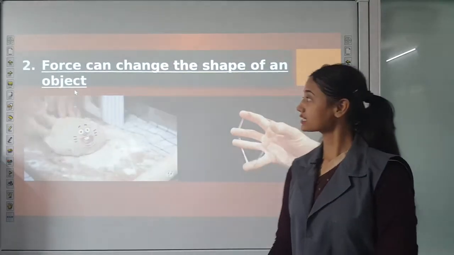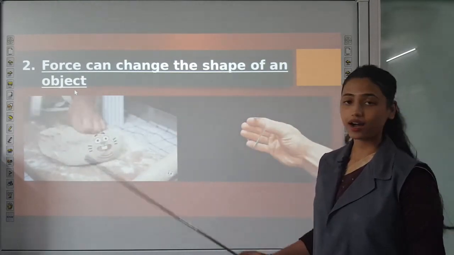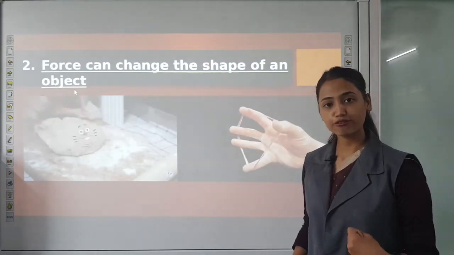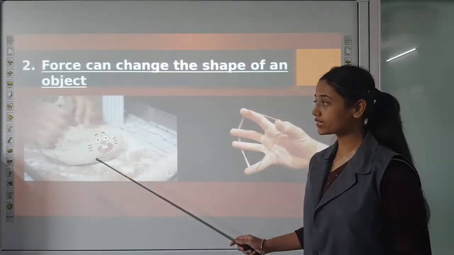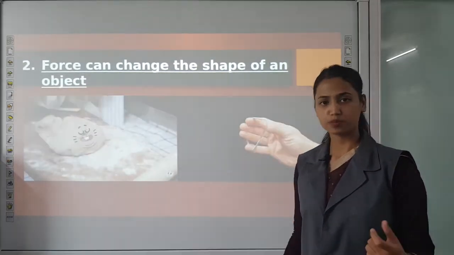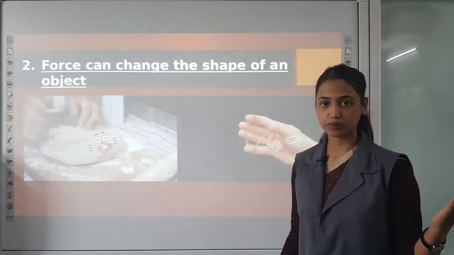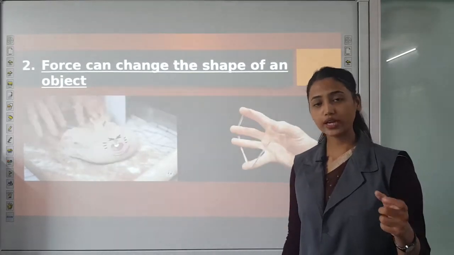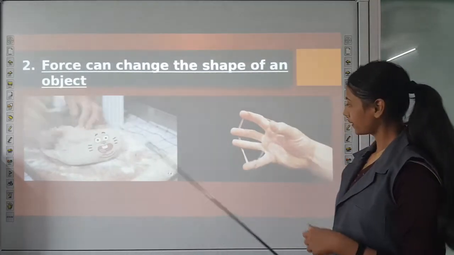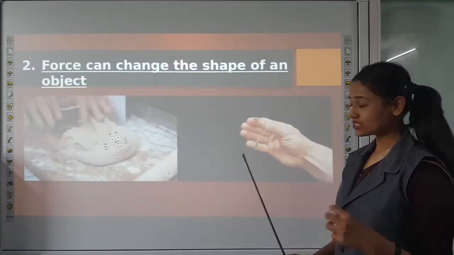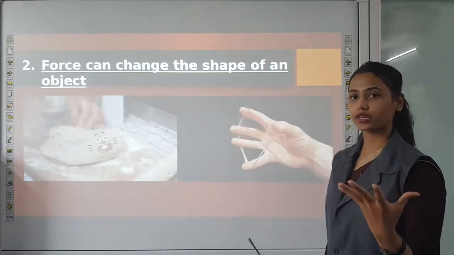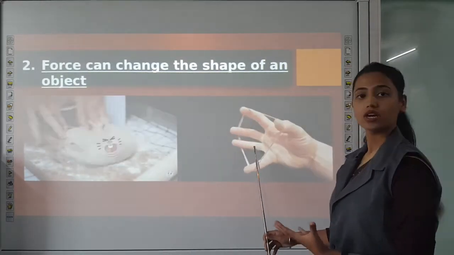Now second, force can change the shape of an object. How? You have seen your mother kneading the dough. What does she do? She applies force to knead. So there you can see there is a change in shape. You can convert this dough into thin chapatis or any other shape, or you can see clay. You can mold it into varieties of shapes by applying force. Here you can see when we stretch the rubber band, when we apply force using our fingers, we are changing the shape of this rubber band.